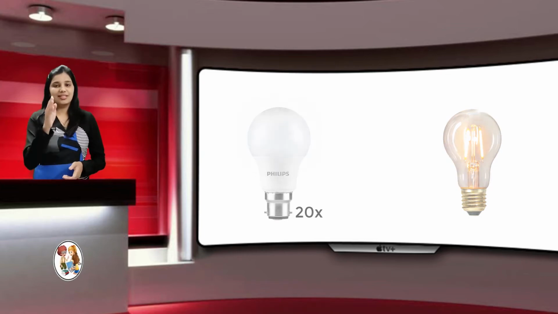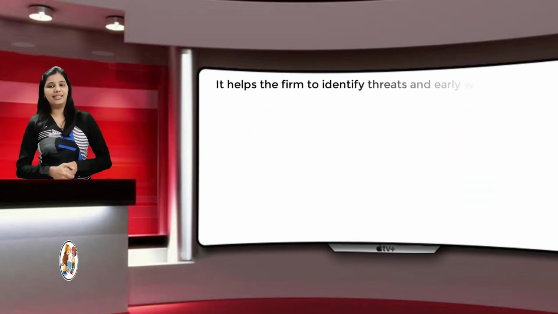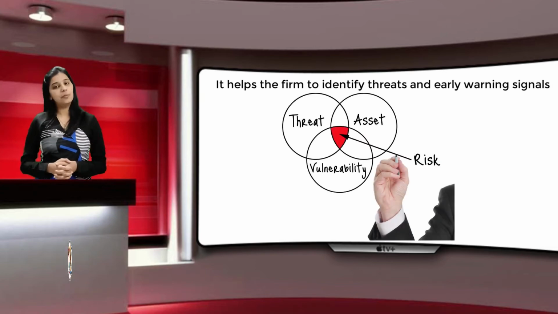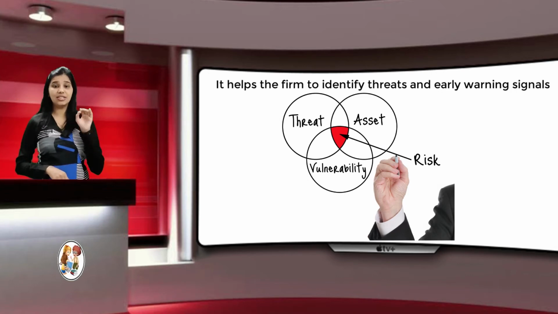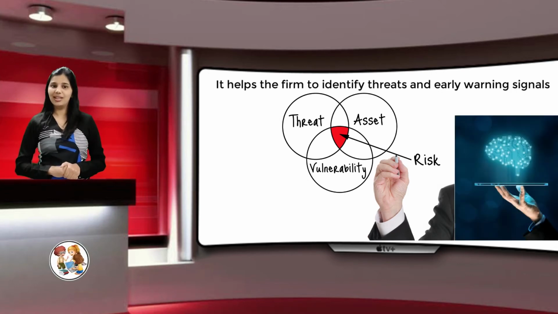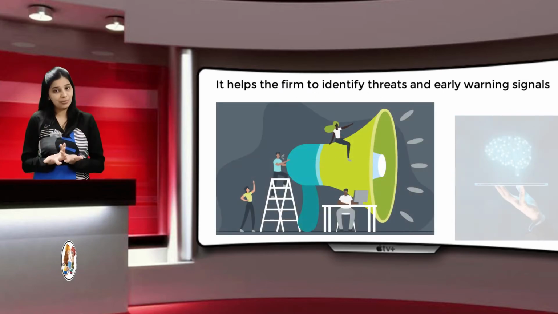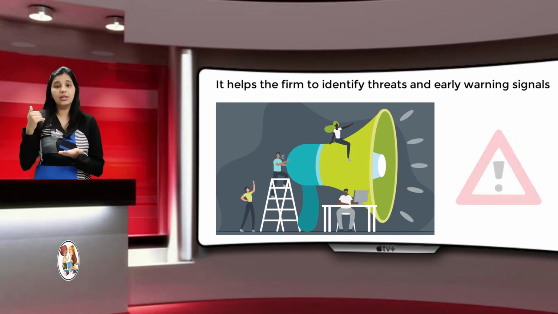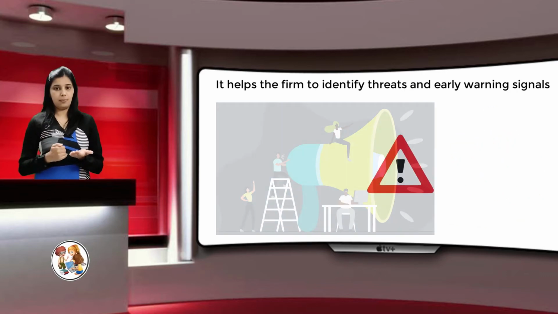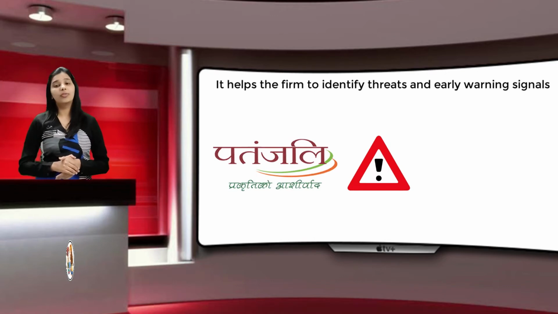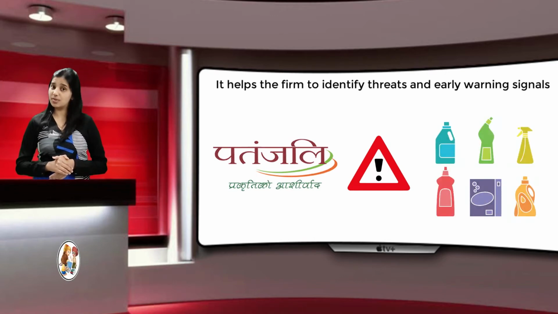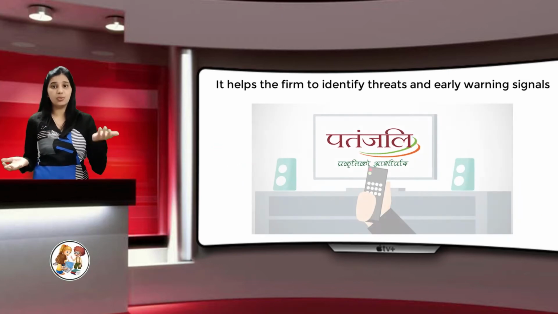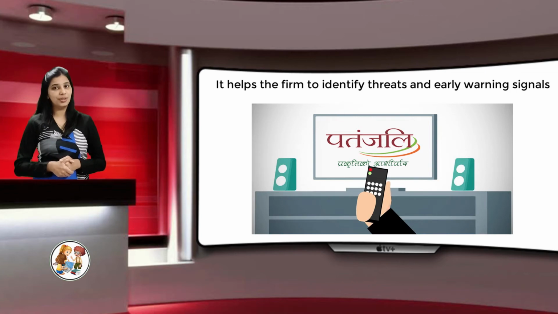General Electric and Philips have identified this discovery and they are coming up with the new bulbs. The second point is, it helps the firm to identify the threats and the early warning signals. The business environment helps in understanding the threats which are likely to happen in the future. Environmental awareness can help the managers identify various threats on time and serve as an early warning signal. For example, Patanjali products have become the warning signals to the rest of the FMCG products. Can you connect? As you must be watching TV, the advertisements itself tell you what it means.